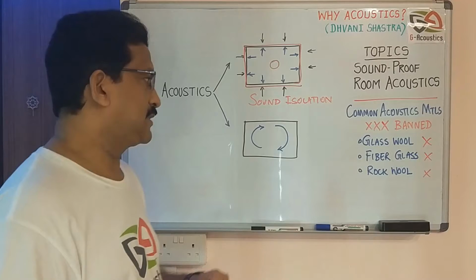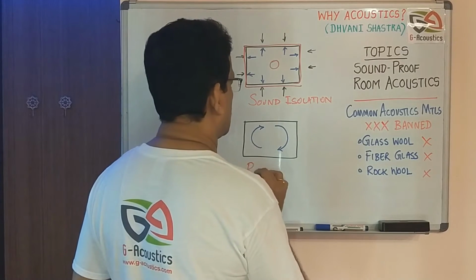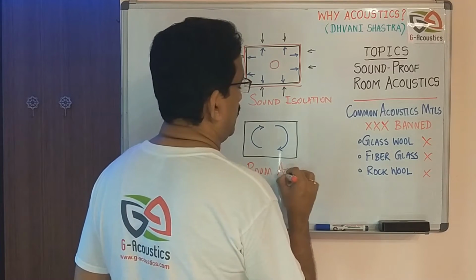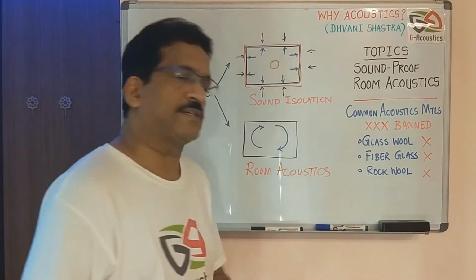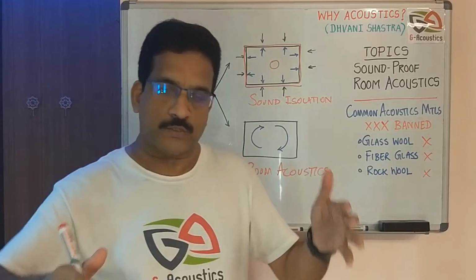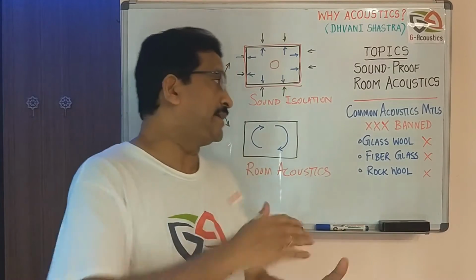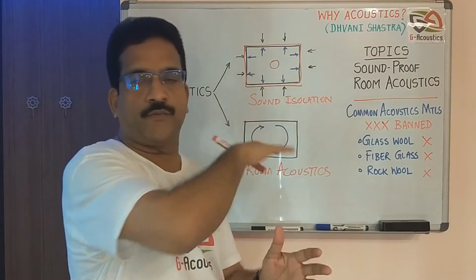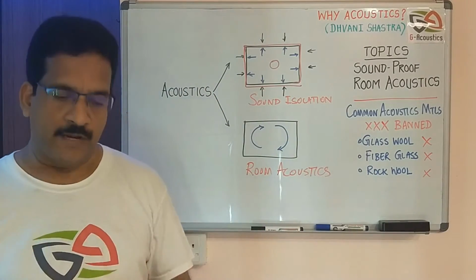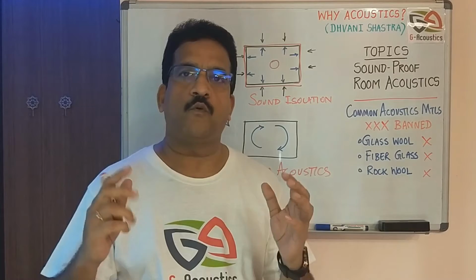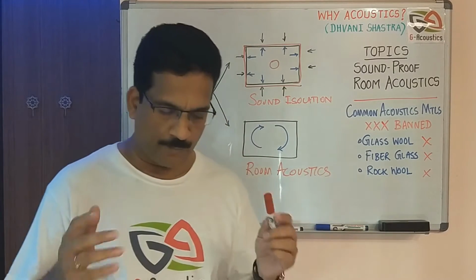Now the second is what we call room acoustics. Now what is room acoustics? Room acoustics is something related to the acoustics within the room itself. So it is not dependent on soundproofing. Soundproofing is separate and room acoustics is separate. Now let me give an analogy of what room acoustics is all about.